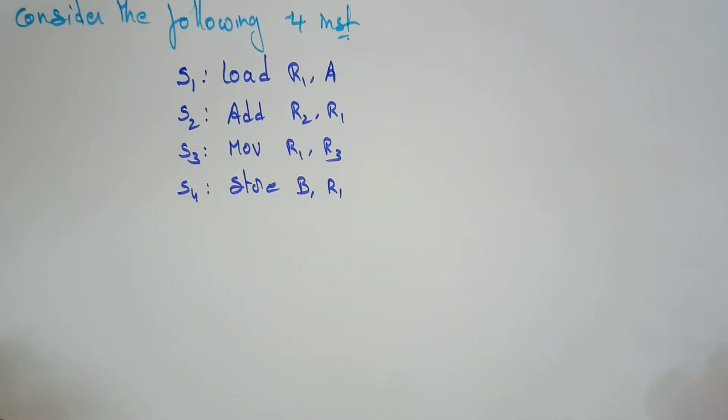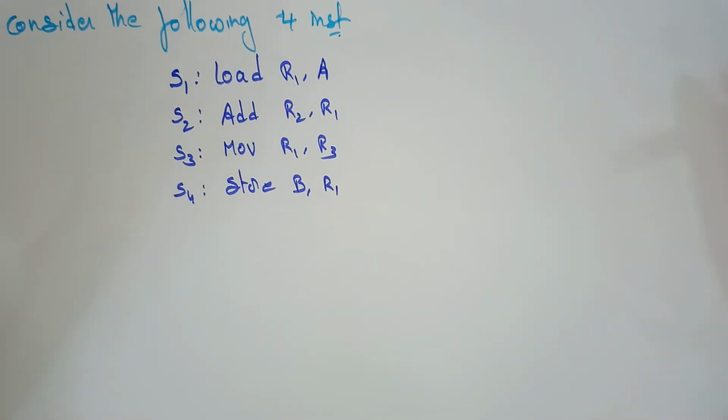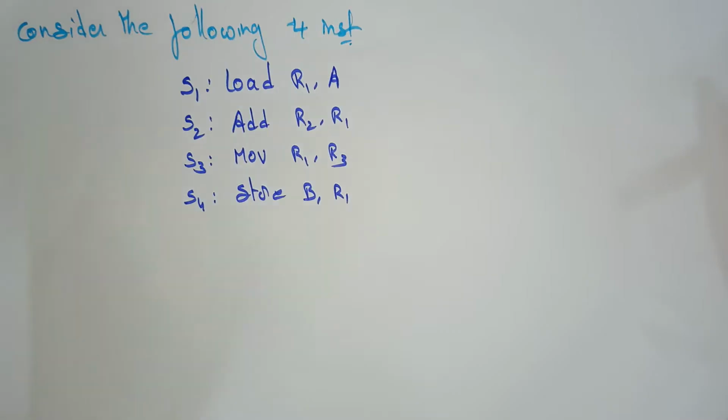Hi students, let's continue with the data dependency. One of the three conditions of parallelism: the data dependency, control dependency and the resource dependency. So we are discussing the data dependency. In the previous video, I explained the 5 different types of data dependency. Now I'm going to apply those 5 dependencies here.